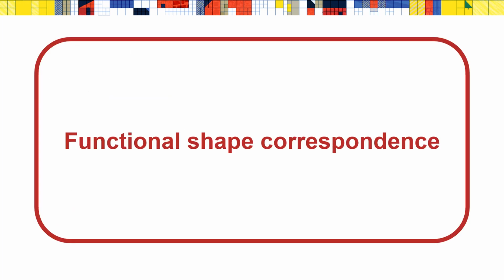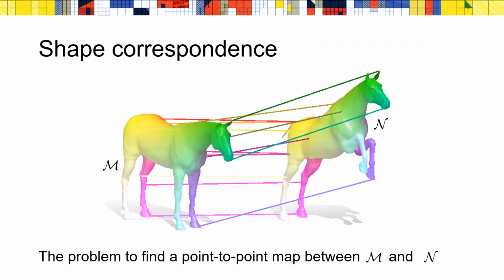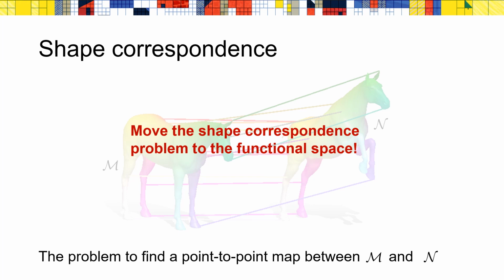And this section is about functional shape correspondence. So as we said at the beginning, shape correspondence is the problem of finding a point-to-point map between a pair of shapes. And this problem is not easy to solve due to the combinatorial nature of the problem. And recently, a new solution has been proposed to solve this problem in the functional space. And we will describe this method, which is the functional map framework.